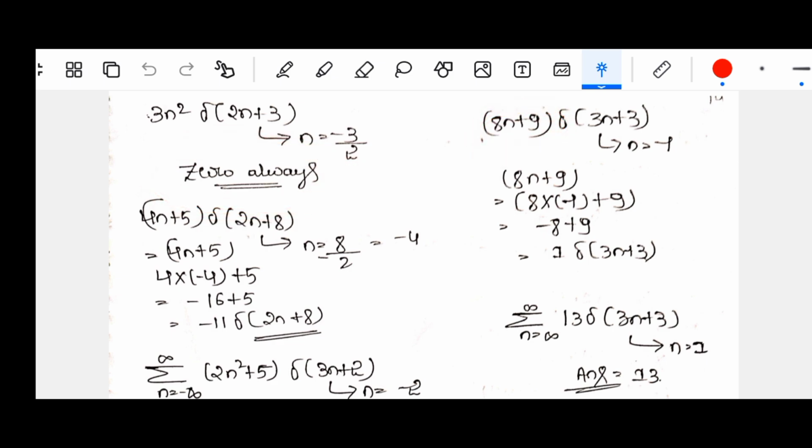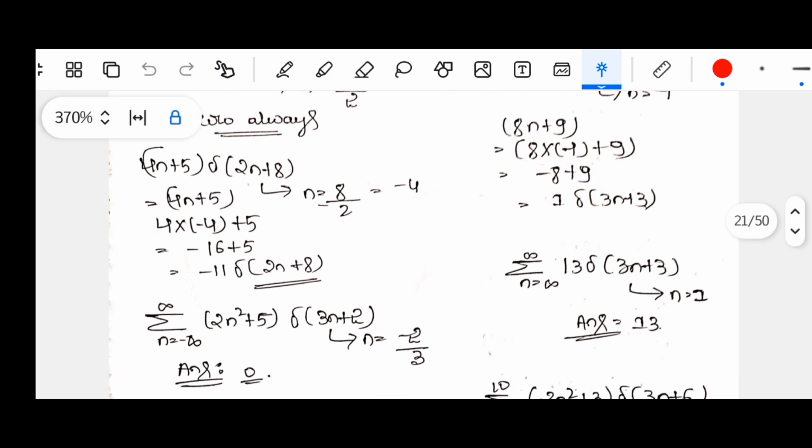8n plus 9 delta of 3n plus 3, where n location will be minus 1. So let's substitute 8 into n plus 9. Take minus 1 at n. You will get minus 8 plus 9. So the answer will be 1. Then multiply this. 1 into delta of 3n plus 3.